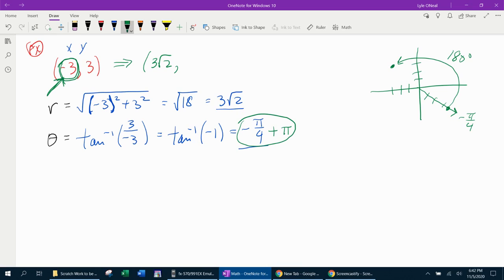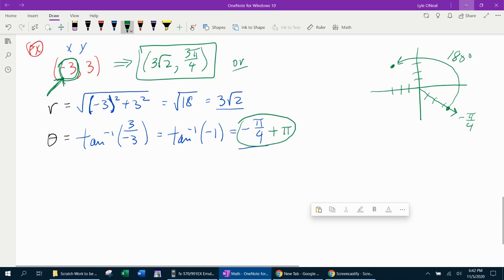Negative pi over 4 plus pi is 3 pi over 4. Now remember I said there is another way to express that. There's always going to be multiple correct answers for your polar coordinate, okay? So instead of adding 180 to theta, we could have just made the radius negative. So we could have said -3 square root of 2 and kept the angle the same.